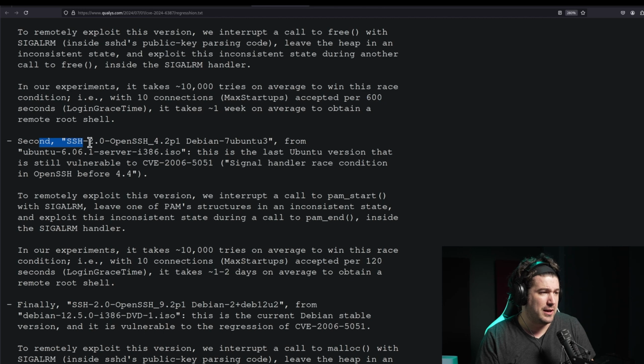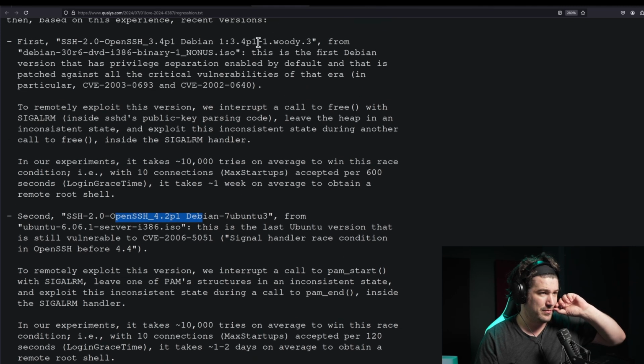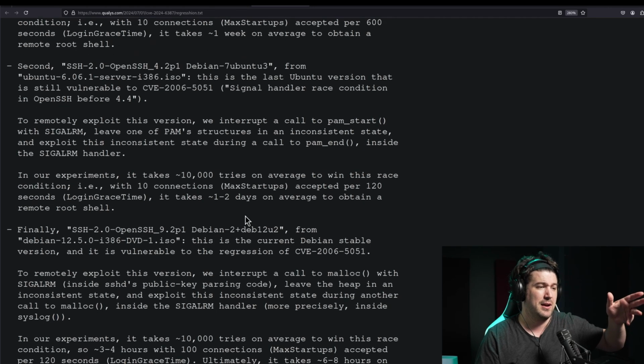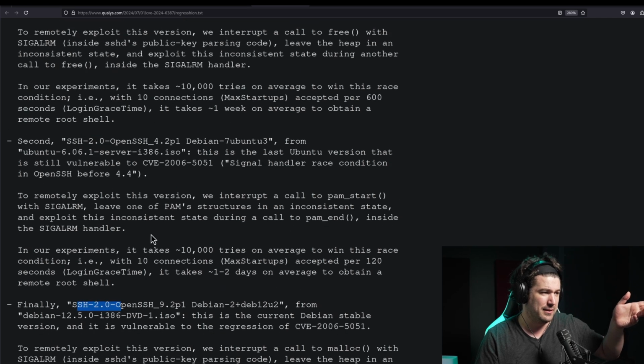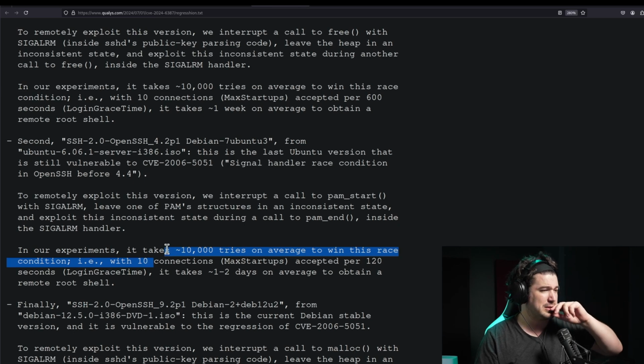Second, okay, so they did a newer one. This is the last Ubuntu version that is still vulnerable to the 2006 bug. Okay, so this was Debian. Then they did it with a different Debian. Yeah, okay. So this was Debian, this was Ubuntu, and then they did Debian 12 with it. Okay, let's see if it takes about 10,000 tries. Okay. Oh, interesting.